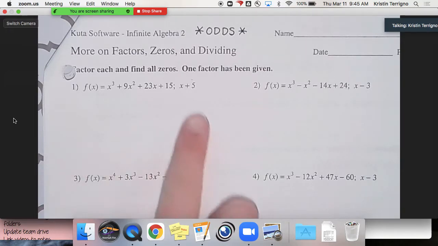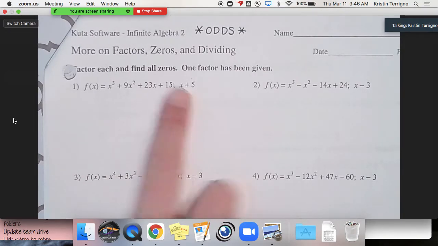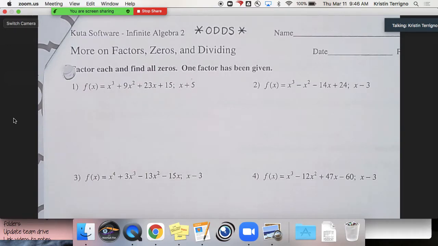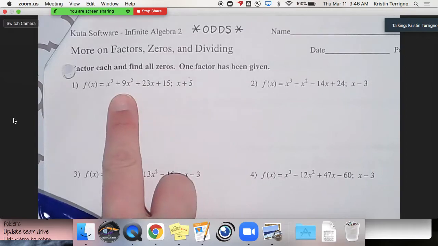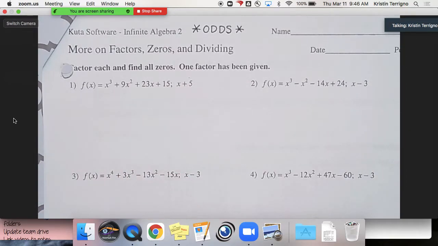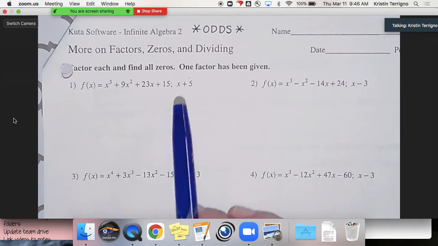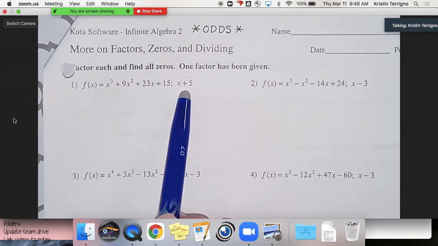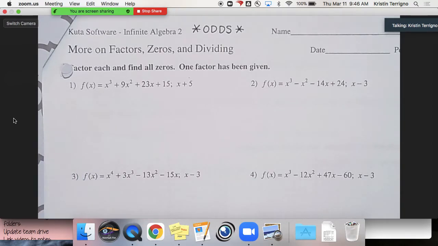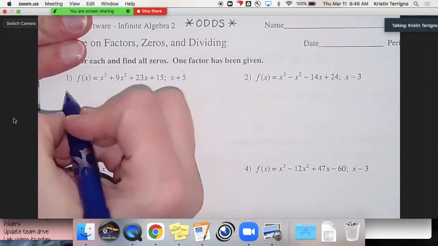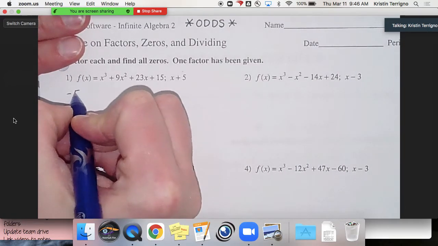So it gives us one factor to start with. Our first mission is to figure out what the other factors are. I need to divide this out of this polynomial to find what's left over. So that's where synthetic division is going to come in. If my factor is x plus 5, what number am I using to do my division with? Negative 5. You use the root that would go along with that factor. So I'm going to put a negative 5 here.